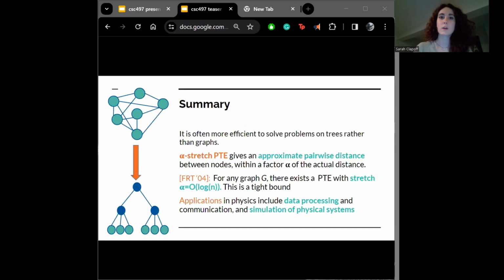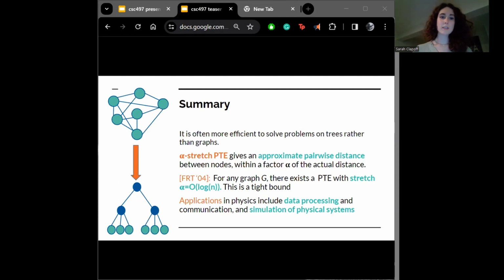And so we took a really in-depth look at the 2004 work from Fakcharoenphol, Rao, and Talwar, or the FRT algorithm, which says that for any graph, there exists a PTE with stretch O(log n), and that this is a tight bound. So we cannot get any closer than O(log n).